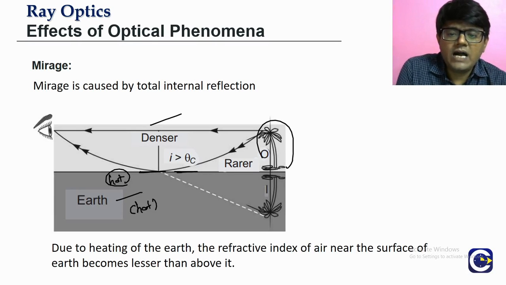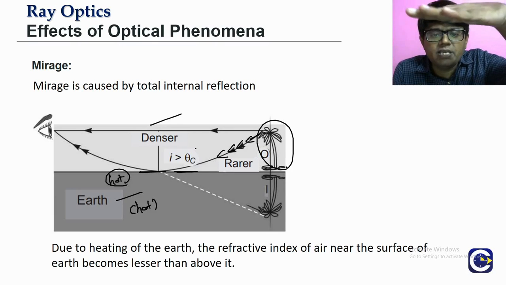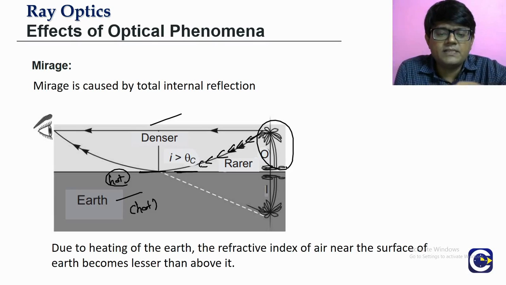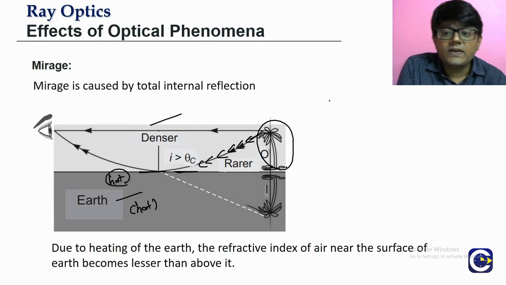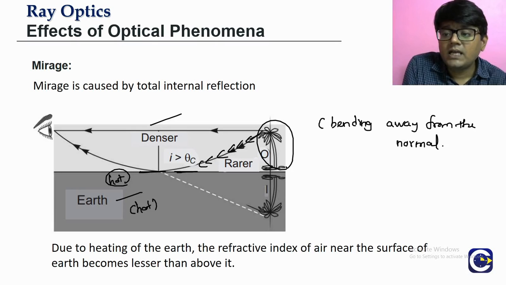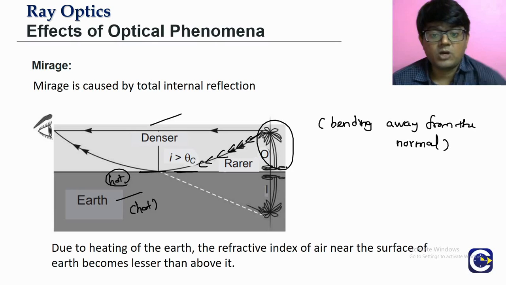Now think about it. You have a tree over there. This is the object. The light rays coming from the tree are coming from the denser layers, because the above layers are denser, to the rarer layers. So what happens? We will see that there will be bending away from the normal, because when the light rays are coming from denser layers to the rarer layers, they will be bending away from the normal.